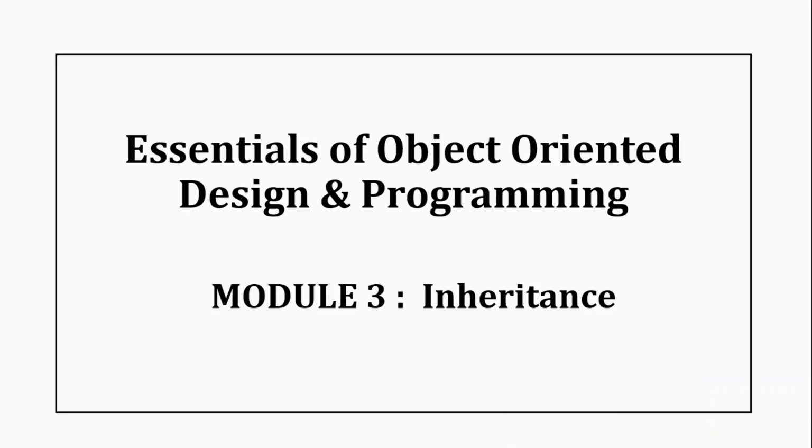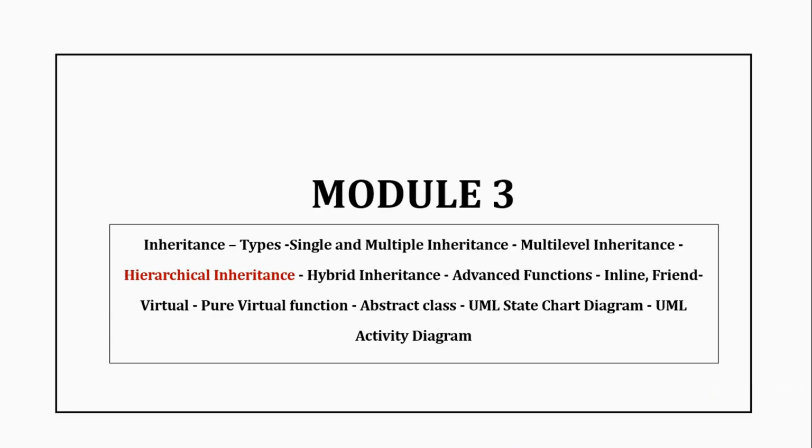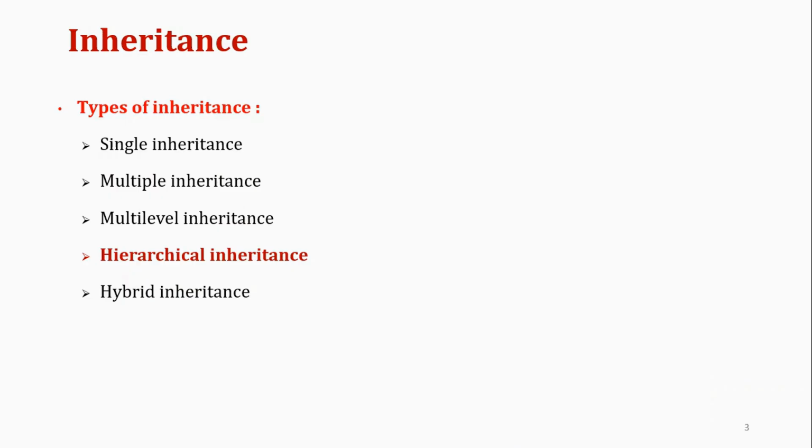Welcome back to the course Essentials of Object-Oriented Design and Programming. We are in module 3, Inheritance in C++. In the current session, we will be exploring hierarchical inheritance in C++ with example code. In the previous session, we discussed how multi-level inheritance is implemented in C++ with example code. Now we'll get into hierarchical inheritance.